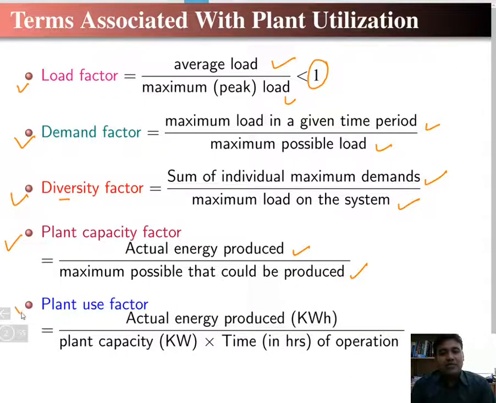Plant utilization factor or plant use factor is the actual energy that is produced in a power plant divided by plant capacity multiplied with time in hours of operation. So these formulas will be used to solve the second tutorial on plant utilization.